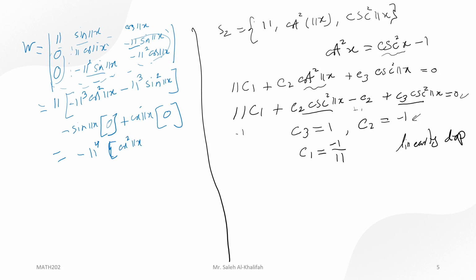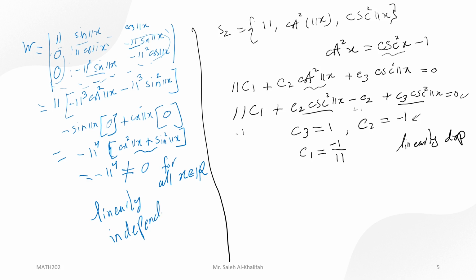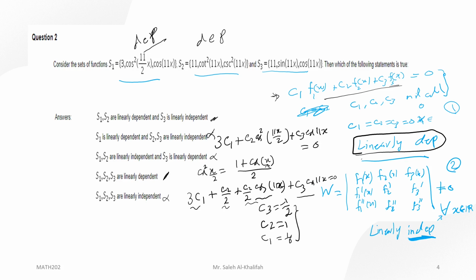Cosine square of 11x plus sine square of 11x, this is nothing but minus 11 to the power 4 لأن هذا واحد. طيب هل هذا يساوي 0؟ لا، this is not equal to 0 for all x that belongs to the domain R. طيب ايش معناته، they are linearly independent. تمام نرجع للسؤال، معناته هذه independent so this answer is wrong, the answer is A.